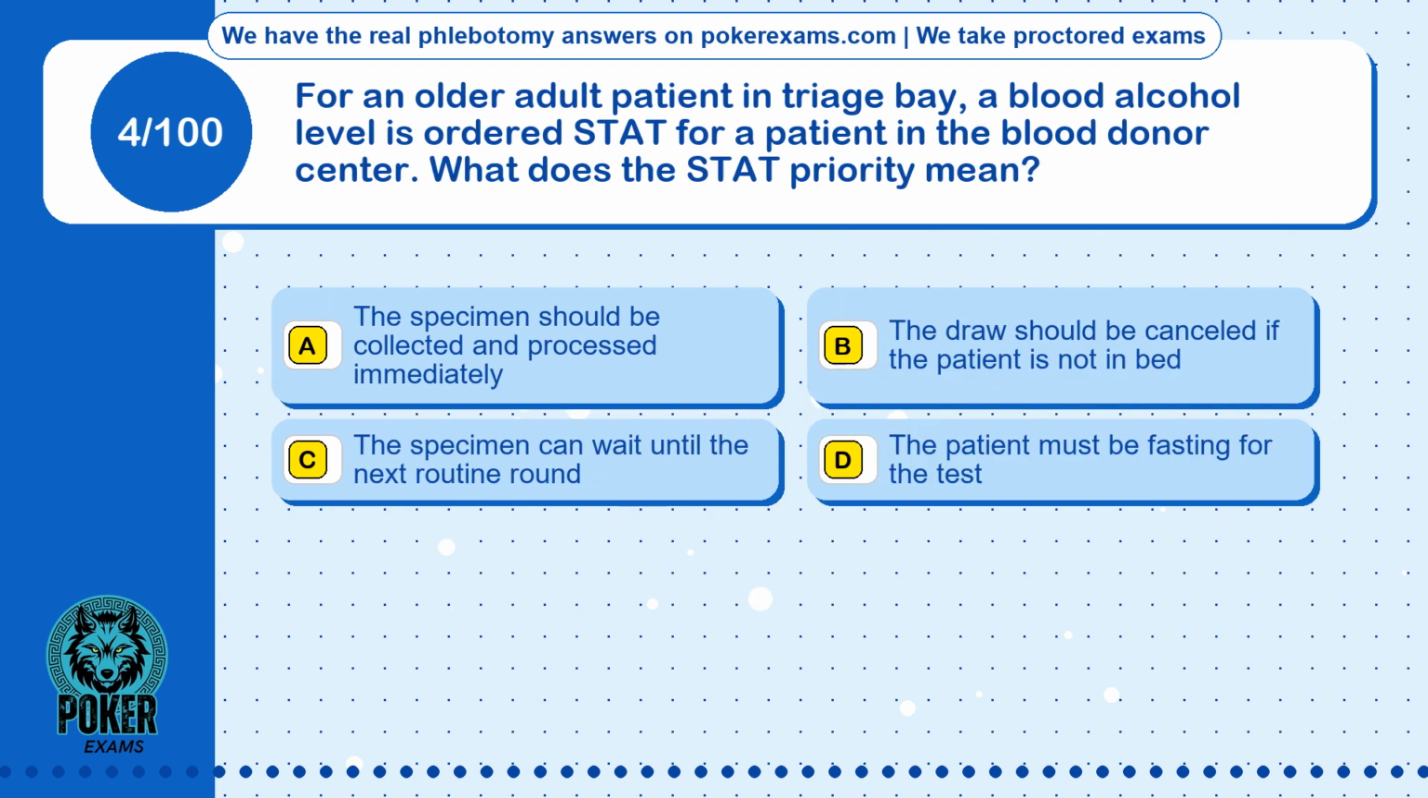Question 4. For an older adult patient in triage bay, a blood alcohol level is ordered stat for a patient in the blood donor center. What does the stat priority mean? Option A. The specimen should be collected and processed immediately. Option B. The draw should be cancelled if the patient is not in bed. Option C. The specimen can wait until the next routine round. Option D. The patient must be fasting for the test.